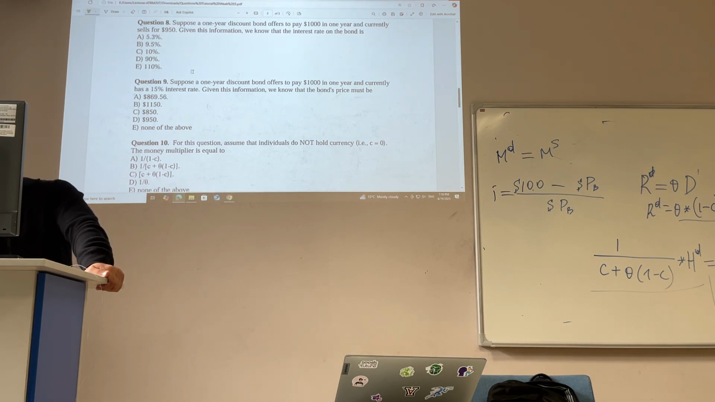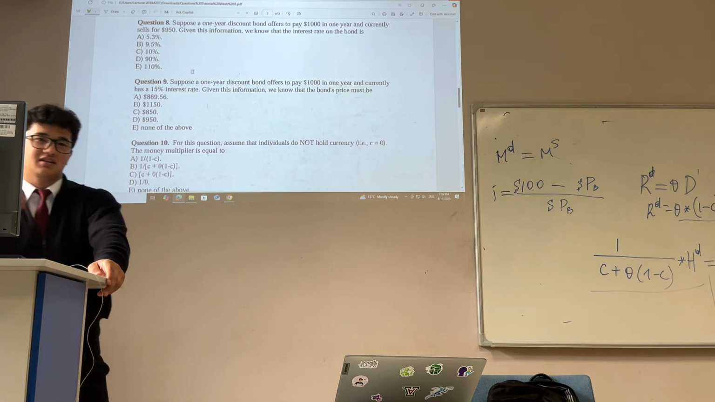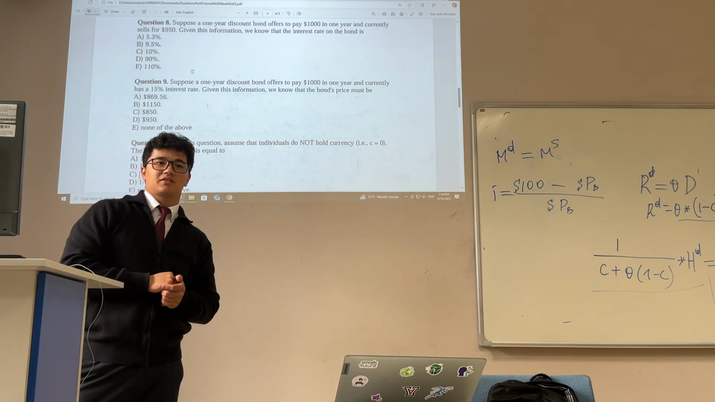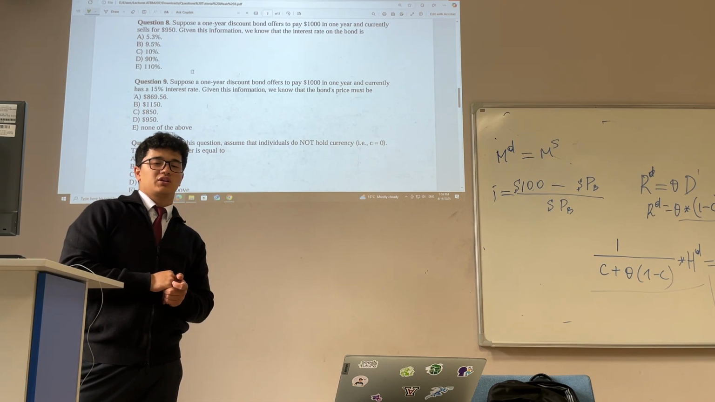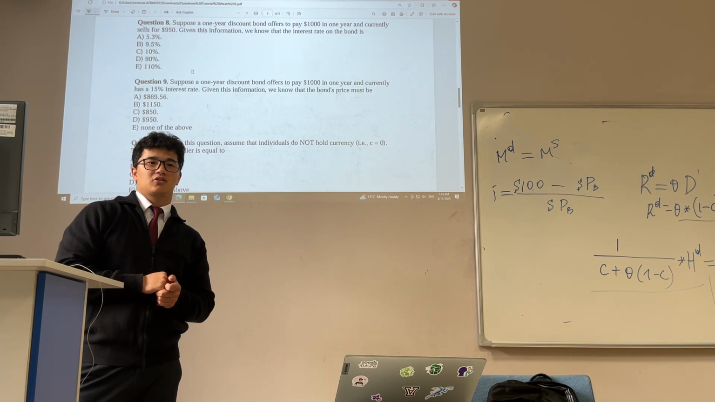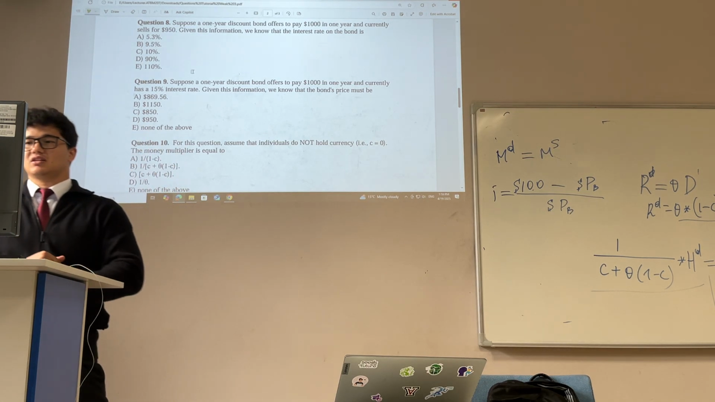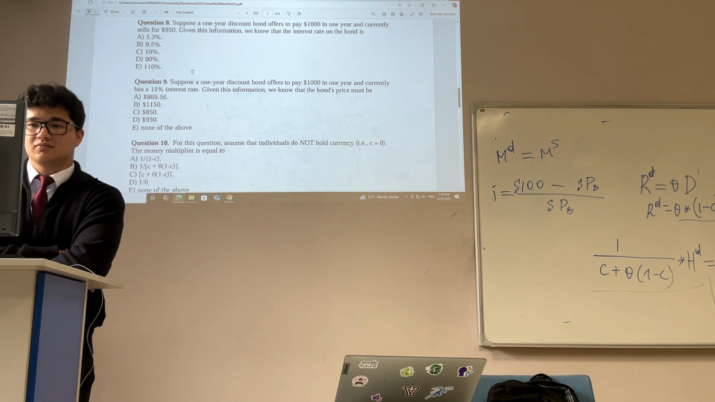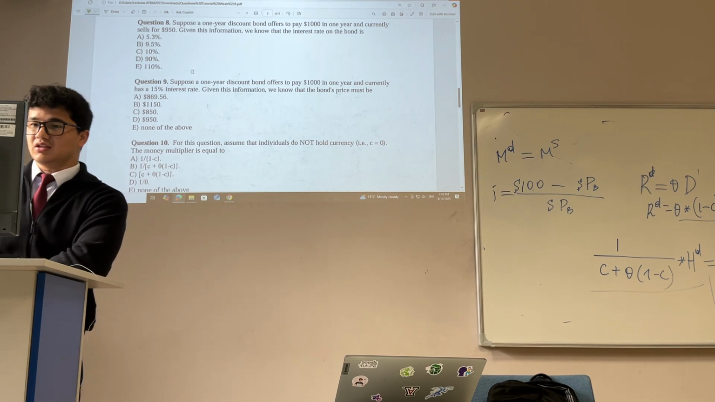A discount bond offers to pay in 1 year. Maturity. So how much? I'm investing 950 now, and in 1 year I will receive $1,000. So how much is the interest rate? 9.5? Or I don't know. To calculate.